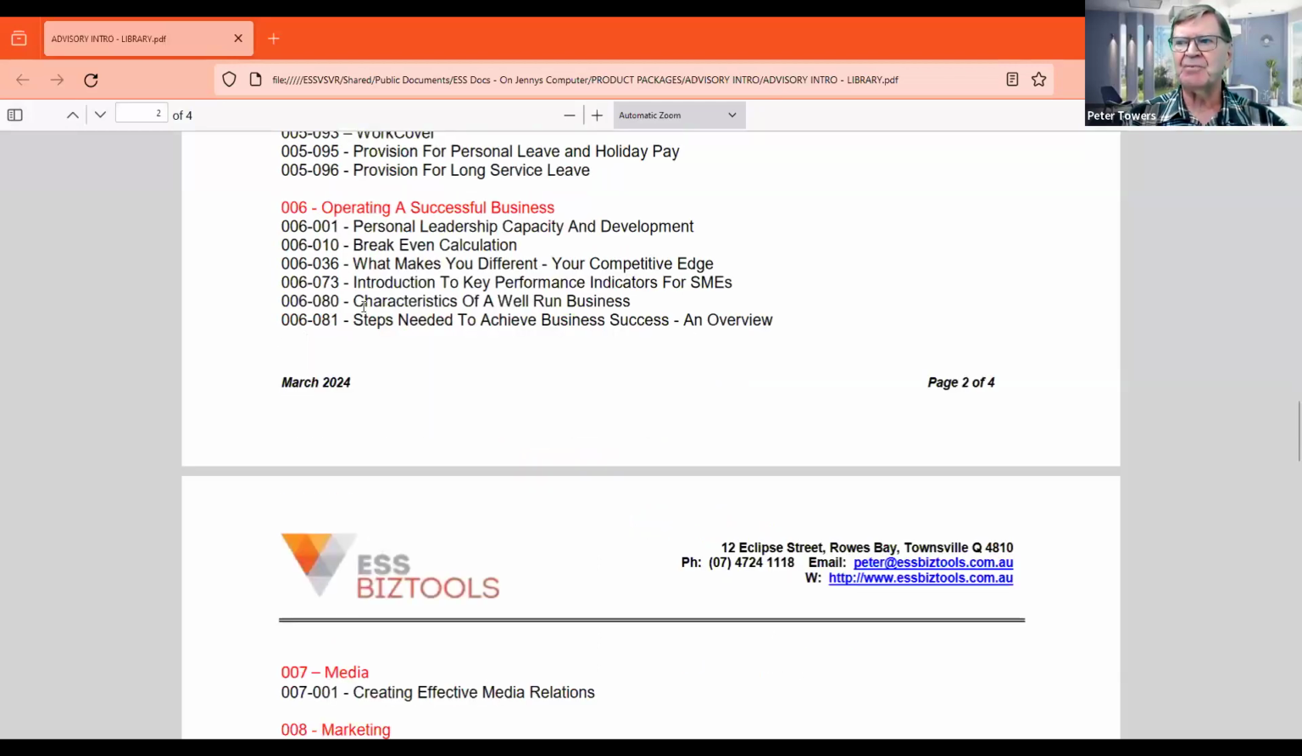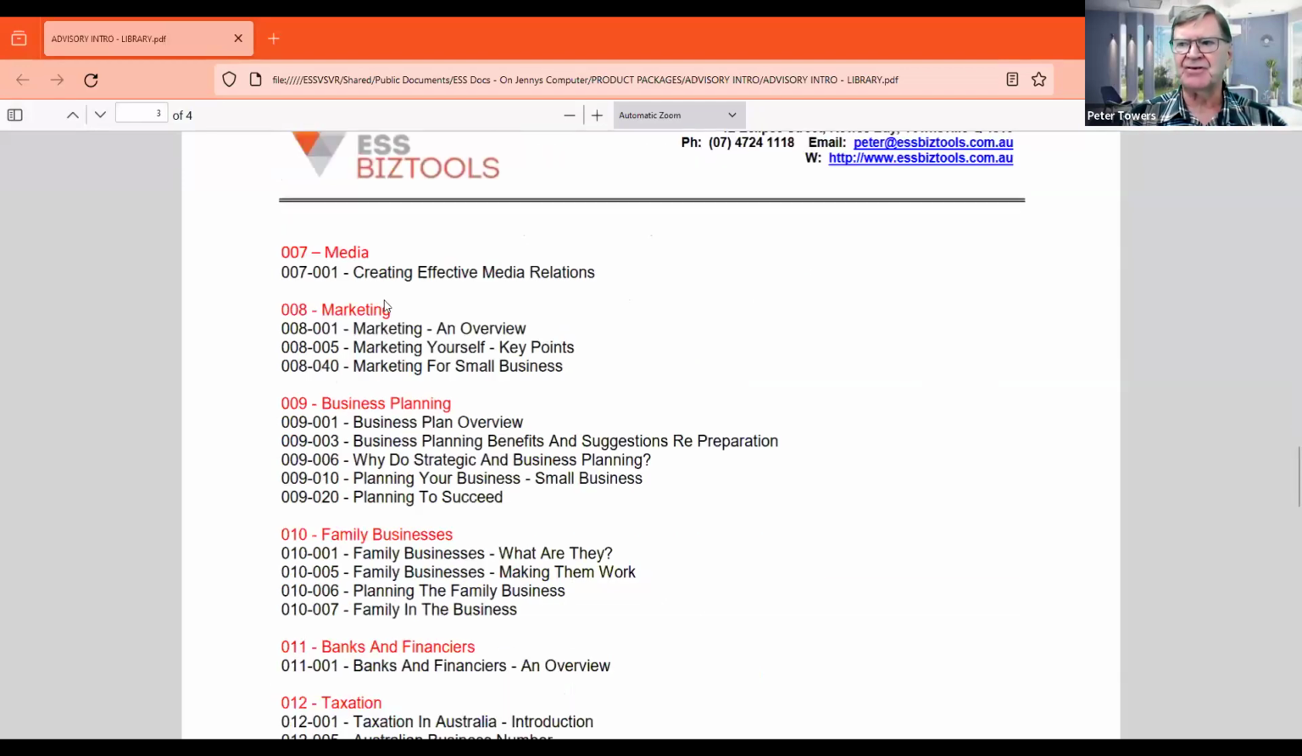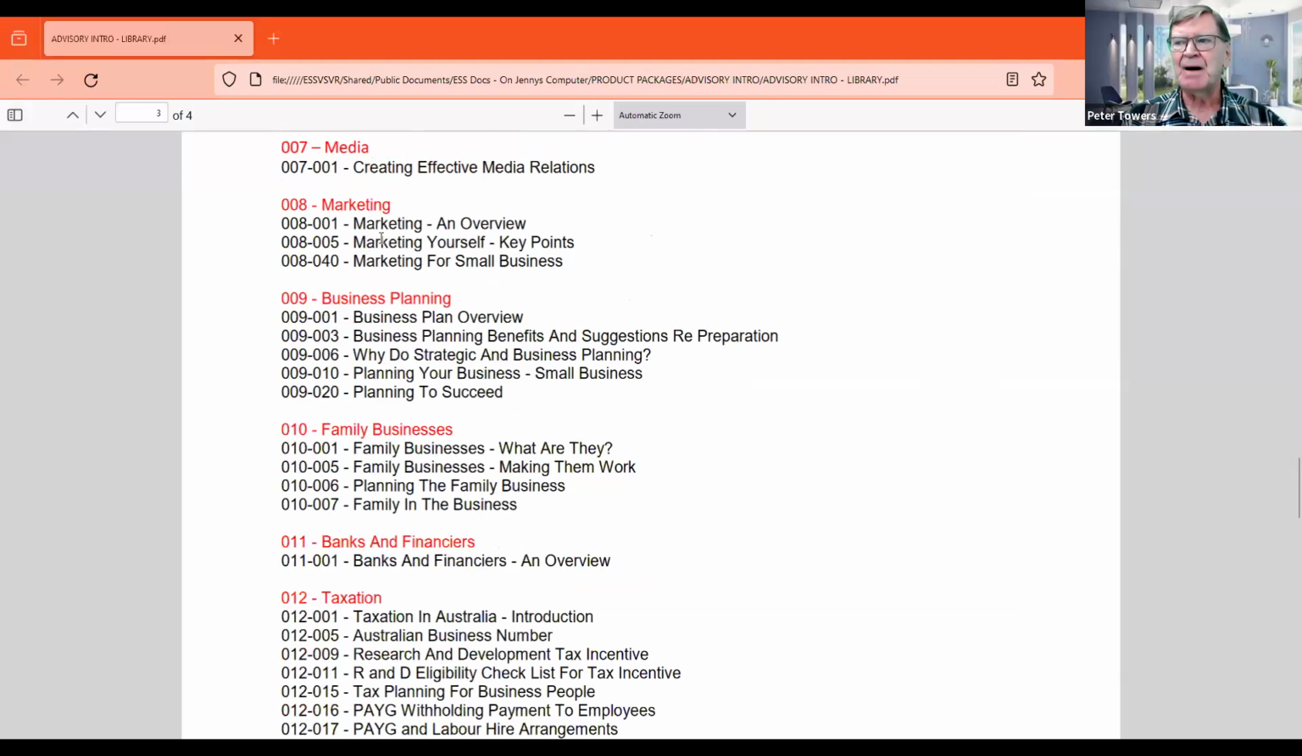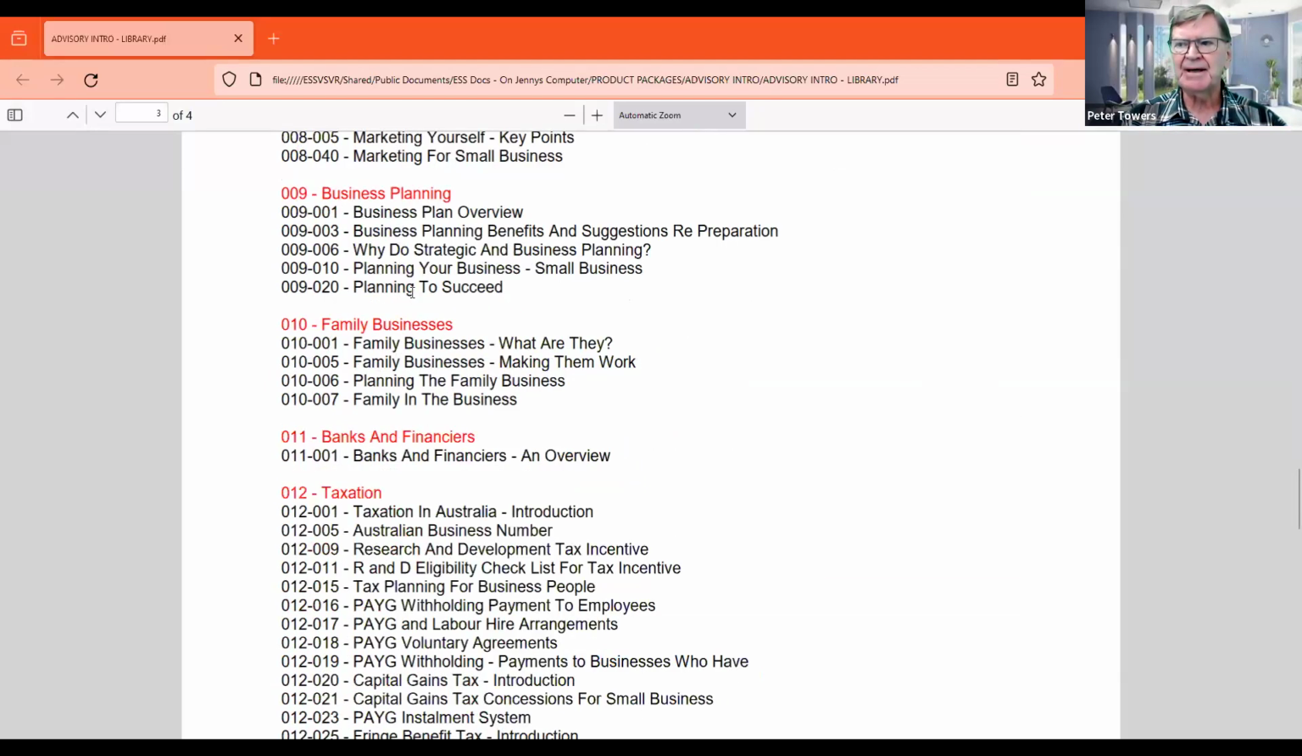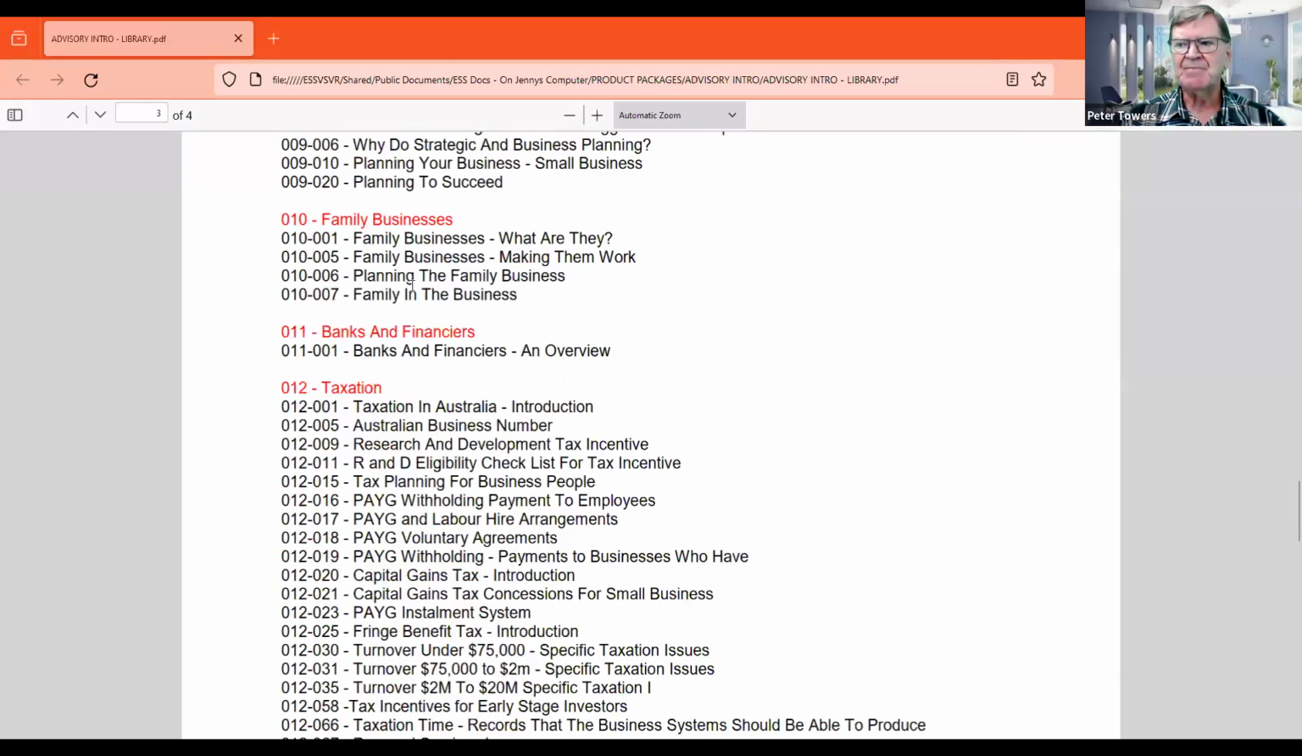Operating a successful business. This is a very important one. And the one paper that I would suggest that you make available to most clients is Characteristics of a Well-Run Business. It's a paper that we think really covers this whole concept of advisory services. There's a paper on media. How do you deal with the media? Then we've got marketing, business planning, family businesses.